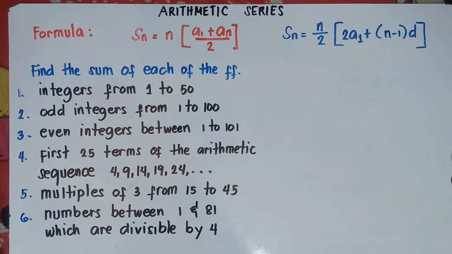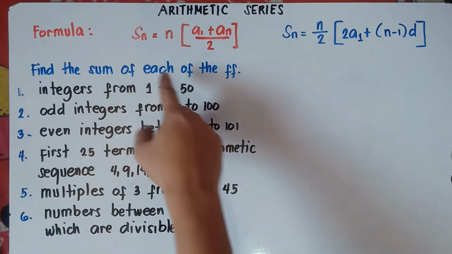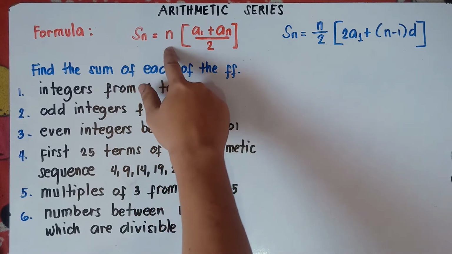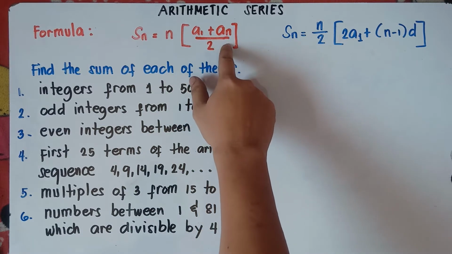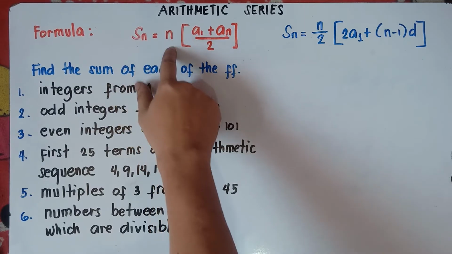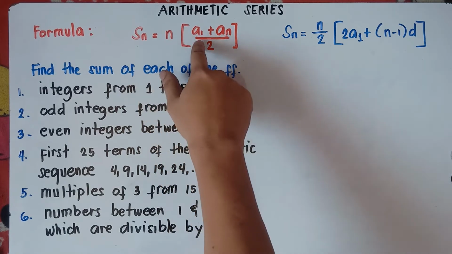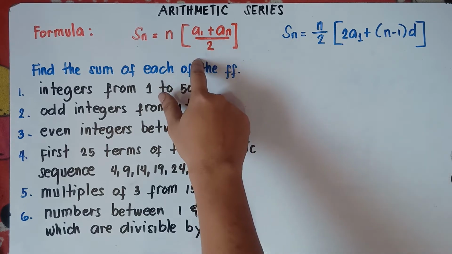Once again, if you're dealing with arithmetic series, you're looking for the sum. So this is the formula. We have two formulas. First, we have S sub n equals n bracket a sub 1 plus the last term a sub n, divided by 2. S sub n here is the sum, n is the number of terms, a sub 1 is the first term, a sub n is the last term, divided by 2.